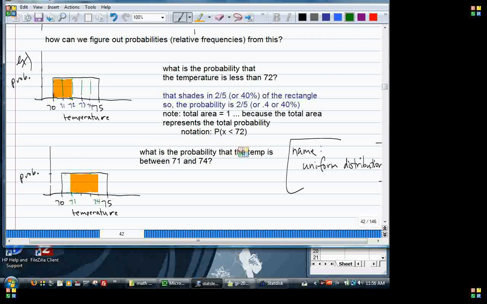So now I just want to write this down to make sure that we continue to be familiar with the notation. So how can we write down the probability that the temperature is between 71 and 74? What's the first thing I write down? P. Yes. So we're looking for P. And remember, this is a between, so it's 71 less than X less than 74. And we just decided this is equal to 3/5, which is the same as 0.6.